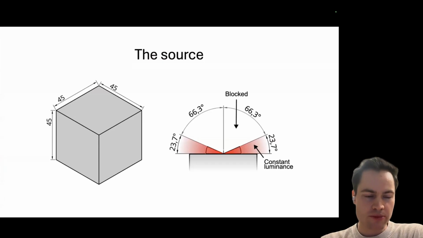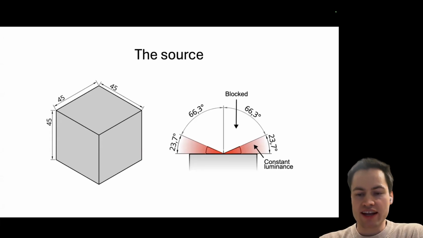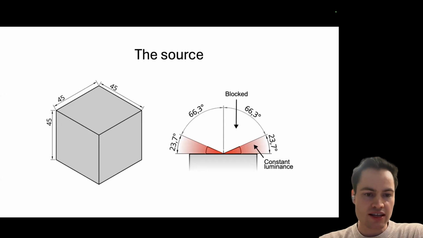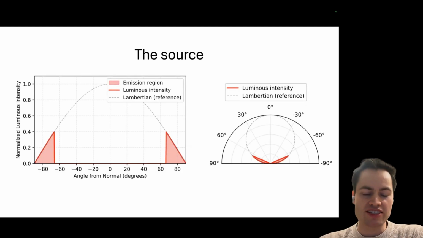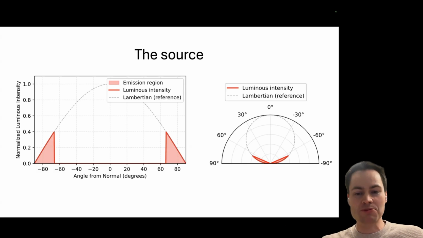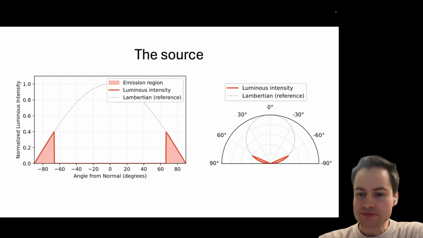So to show you a little bit more about the source, it has side length 45 millimeters, and it emits uniformly spatially, but in angular dimension, it has a constant luminance at high angles, but 0 luminance at angles of 66.3 degrees or lower to the surface normal of each face. If we instead plot the luminous intensity, we can see that this is exactly like a Lambertian surface, except that we have blocked the central region of emission. So it just emits sideways and not to the center.